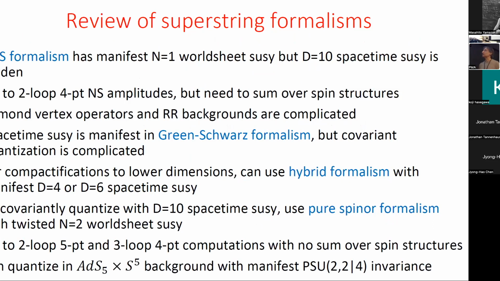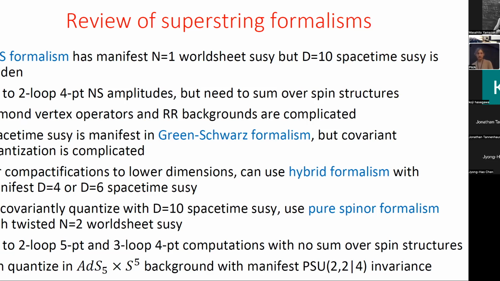Okay, just to review the superstring. RNS I think everybody knows very well. It has manifest N equals 1 worldsheet supersymmetry, but the spacetime supersymmetry is hidden. You can, of course, compute using very hard work. D'Hoker and Phong were able to compute the 4-point Neveu-Schwarz amplitudes, but it's very complicated because you need to sum over spin structures to get the explicit answers. And of course, Ramond vertex operators and Ramond backgrounds are complicated using RNS.